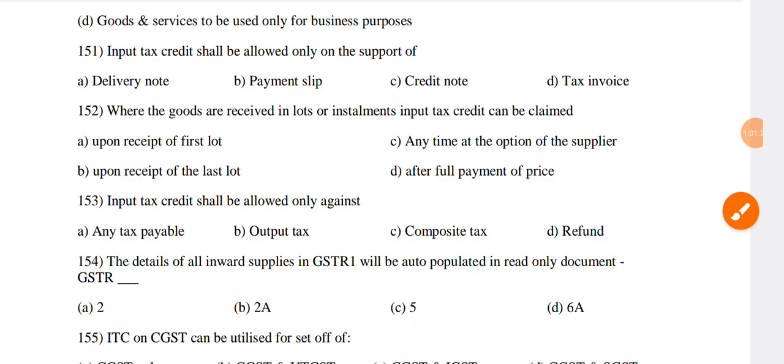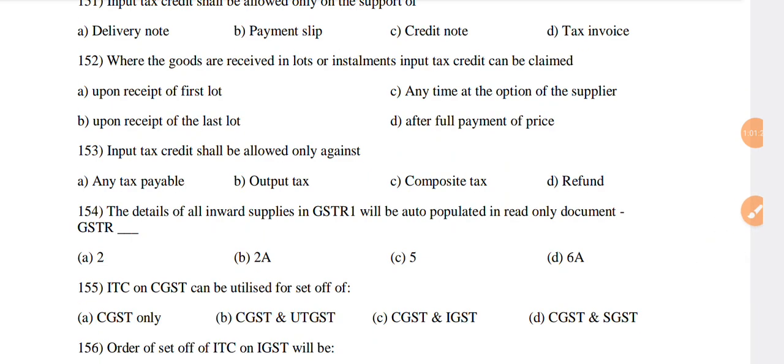Next question. Where the goods are received in lots or installments, input tax credit can be claimed. Option A upon receipt of first lot, B upon receipt of last lot, C any time at the option of the supplier, and D after full payment of the price. And the correct option is B.